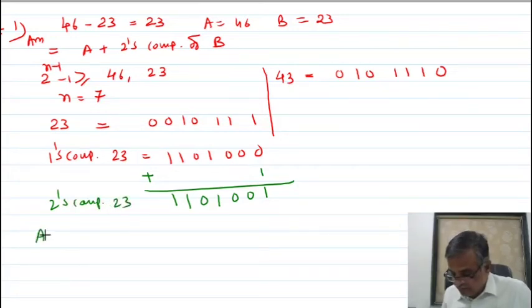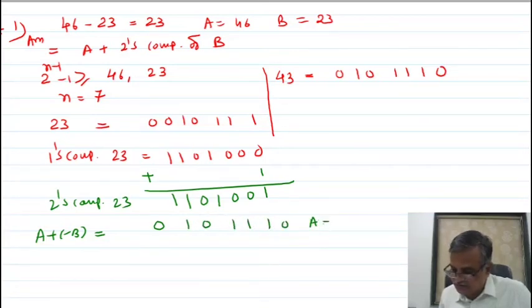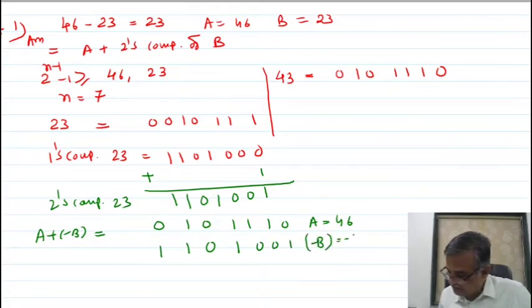Now A plus minus B. So I have to do 0 1 0 1 1 1 0. That is A, which is nothing but 46. Now 1 1 0 1 0 0 1. That is your minus B. It is minus 23. So I am doing this.